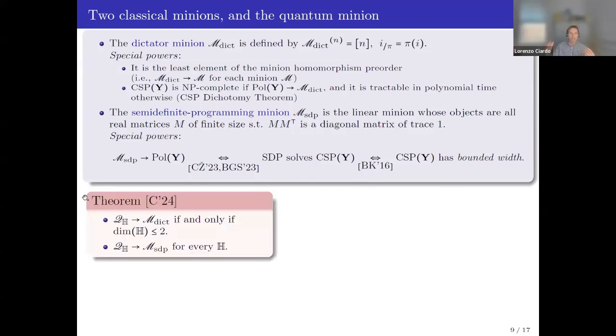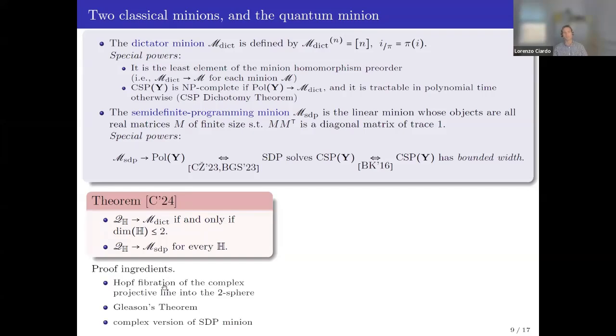Okay, so how do these minions relate with the quantum minion? Well, one can show that the quantum minion admits a homomorphism to the dictator minion precisely if the dimension is 1 or 2. Or in other words, whenever the dimension of the Hilbert space is at least 3, the quantum minion is fundamentally different from this dictator minion. And also, one can show that for every Hilbert space, there is a homomorphism from the quantum minion to the semi-definite programming minion.